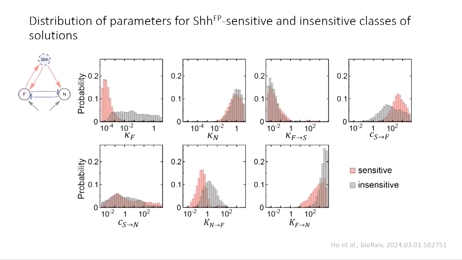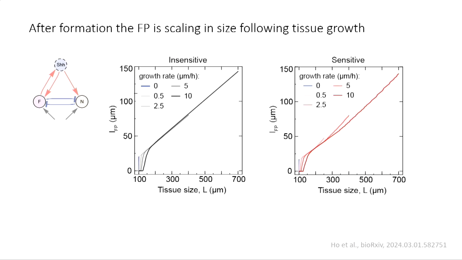So now we ask, how does this distinction between classes of solution, mechanisms of floor plate formation, play out? Can you see a difference in the parameters that are defining these classes? And indeed there are. In many cases this is similar, but there are some, like uniform activation, and this makes sense. In the insensitive class, you probably want a system that activates the floor plate independent of its own Sonic Hedgehog production, and this is done by this uniform activation of the floor plate.